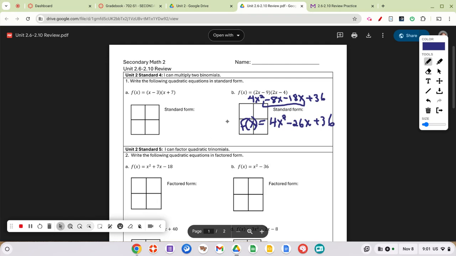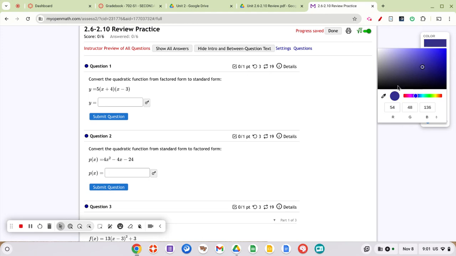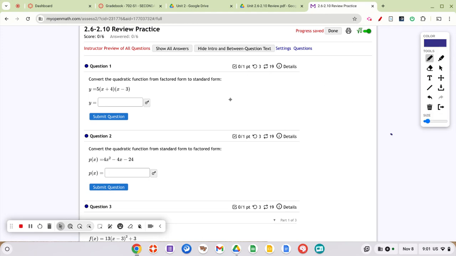So now I'm going to show you how to do one example on my open math because this one's a little bit different. It's got a 5 out here. It's got the prefix a. Okay, so we're going to have to multiply that through at the end. So you've got y is equal to 5 times (x plus 4)(x minus 3). Okay, we're going to do the exact same thing, but just don't forget about little 5 out here.